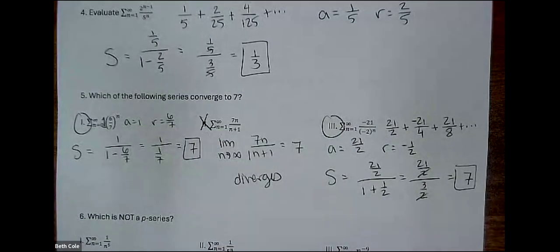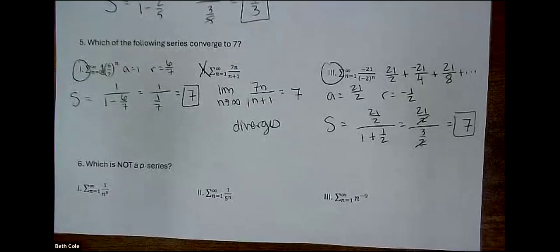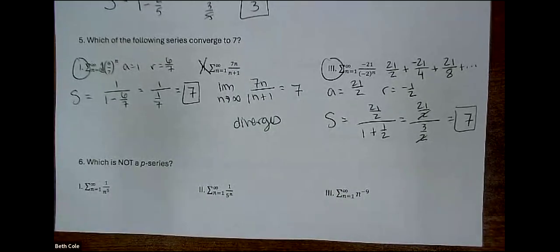This is the kind of thing on your test where your answer choices are going to be Roman numeral 1 only, Roman numeral 1 and 2, Roman numeral 1 and 3. So you have to go through each of these and then make your answer selection.